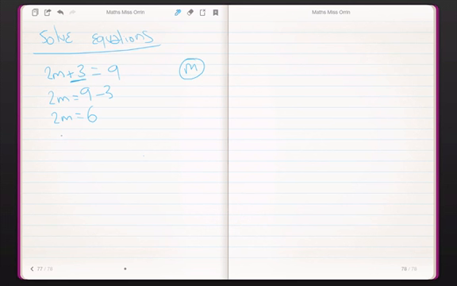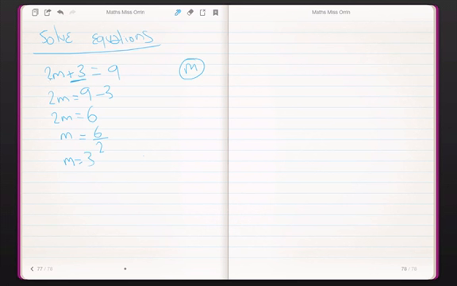Now the next thing we want to do is get m on its own, so we're going to move the 2. That's the next thing that's in our way. Now we can't just minus it because this is not a plus 2. Remember, if there's no sign it means times, so 2m really means 2 times m. So the opposite of multiplication is division. So we're going to do 6 divided by 2, okay, which means m is 3.